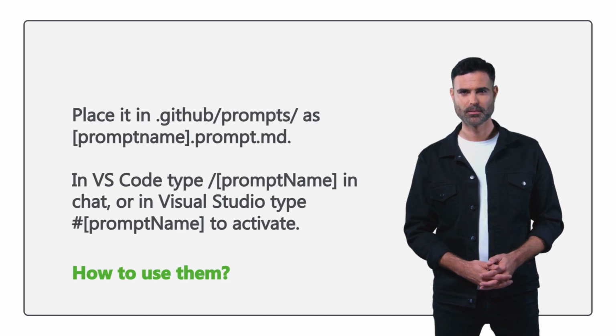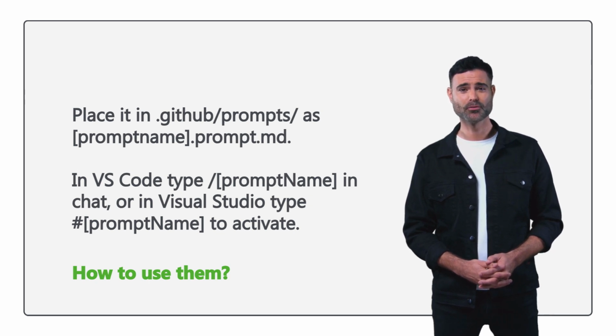How to use? Draft your prompt and place it in .github/prompts/ as [prompt name].prompt.md. In VS Code, type /prompt name in chat, or in Visual Studio, type #prompt name to activate.